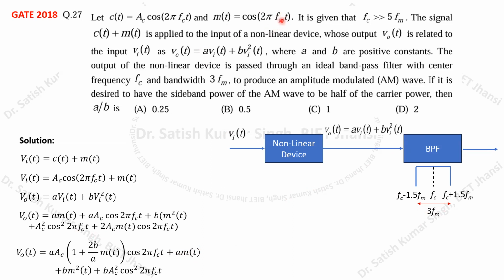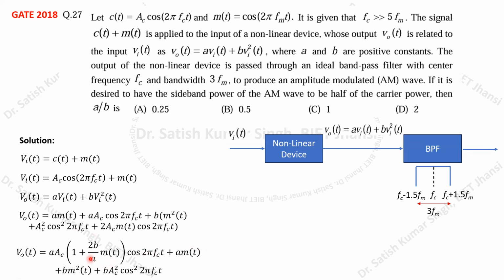So its frequency is fm. So in the spectrum, you will be getting a spectrum at f equals to fm, okay? This is also given, and one more condition is given that fc is much greater than fm. So obviously this f equals to fm will be outside the passband of your band pass filter. So this term will be rejected.